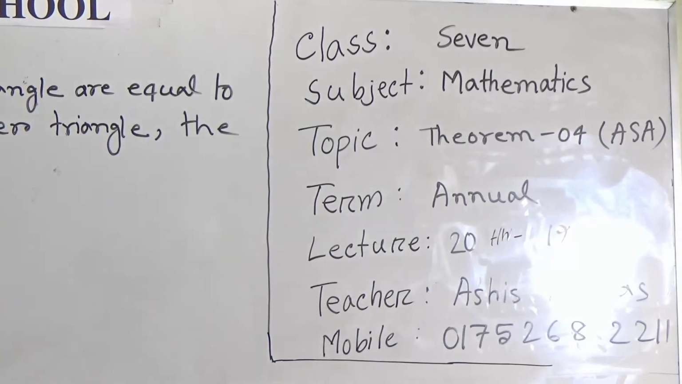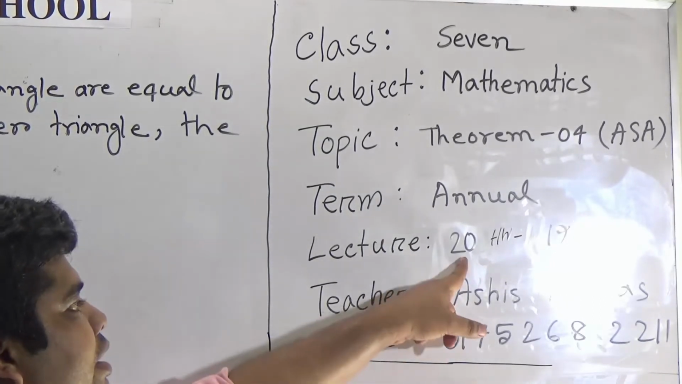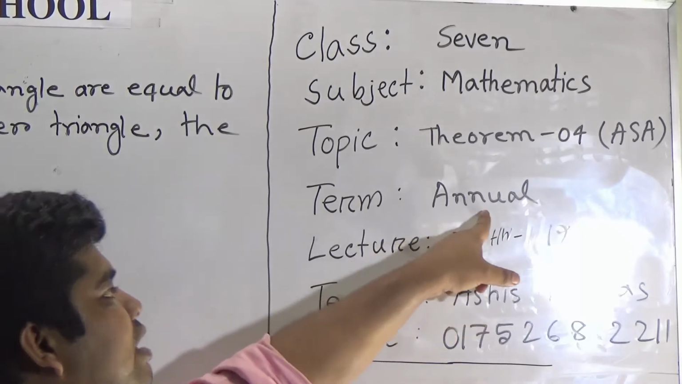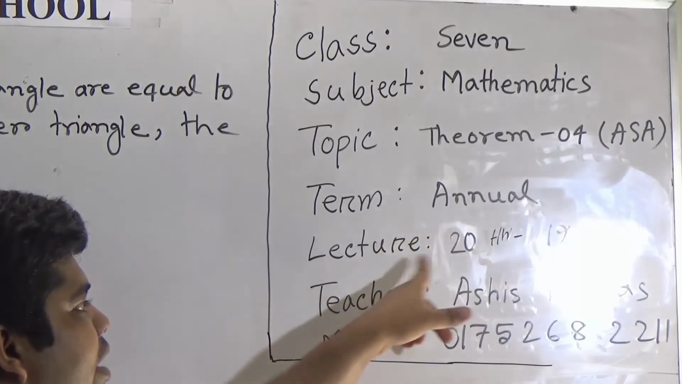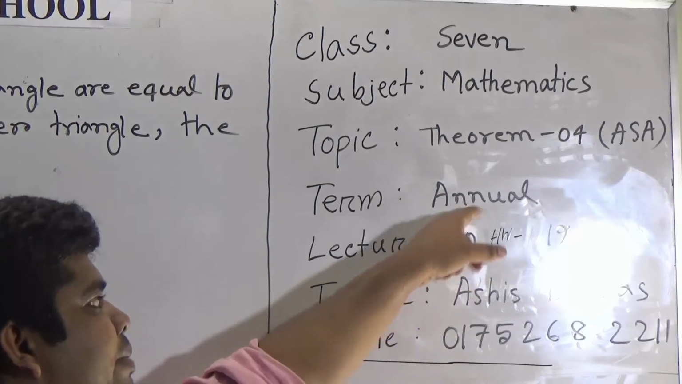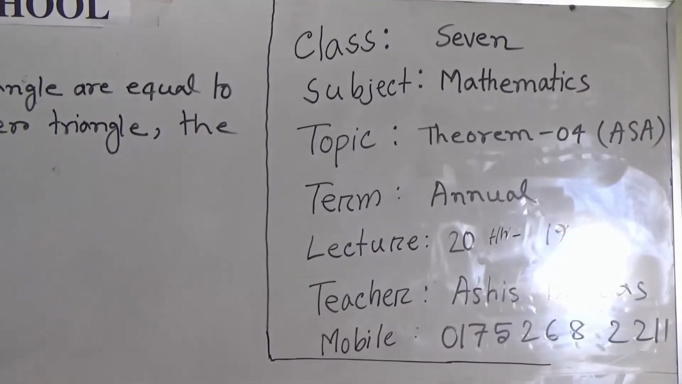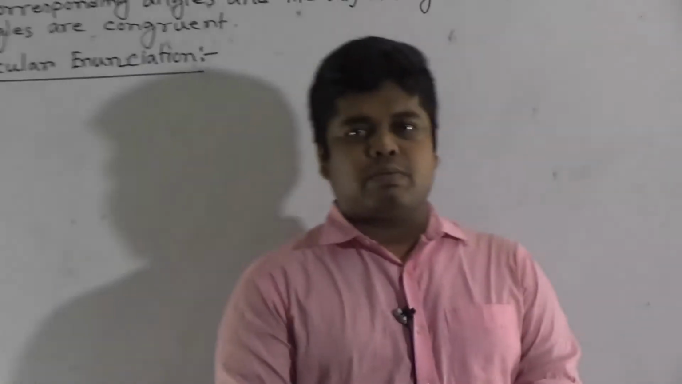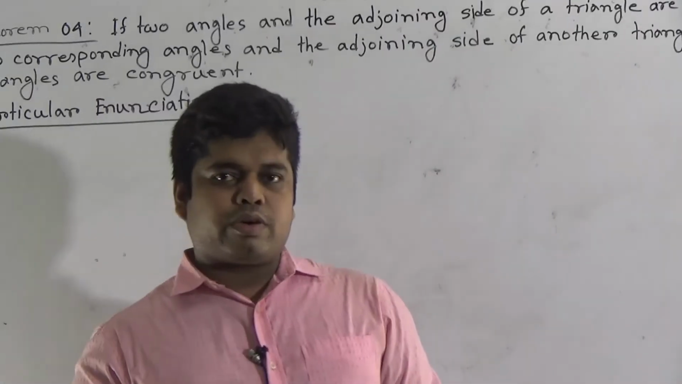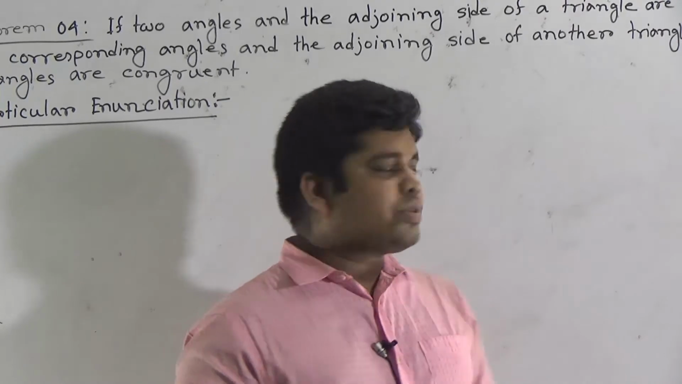So my dear students, today is our lecture number 20 of annual term. I repeat, today is our lecture number 20 of annual term, and today's SW number will be 19. My dear students, today's CW will be your SW. So before starting to solve our class, at first we read the question.